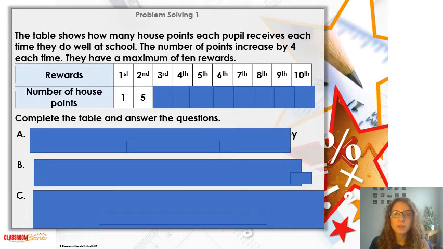So then we need to work out, first of all, how many they would get all the way up to the 10th time they got a reward. Remember to add 4 to the previous one every single time. So pause the video, have a go at filling those in first of all.